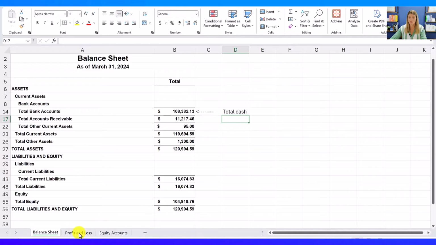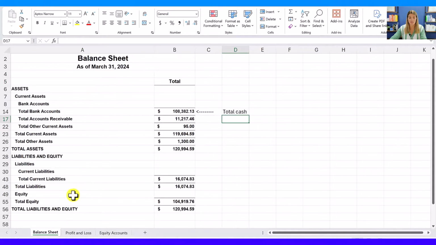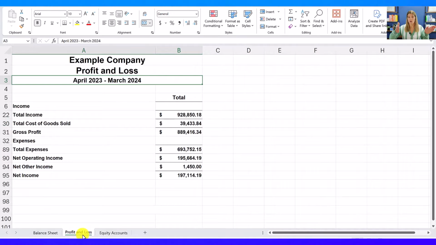And then we're going to go to the profit and loss, and it's very important that you use the right date range in comparison. So I'm looking at the cash balance as of March 31st. Then I'm going to take the 12-month period before that, including March, so that we make sure we're looking at the right time periods. So I took 12 months ending March 31st, 2024.